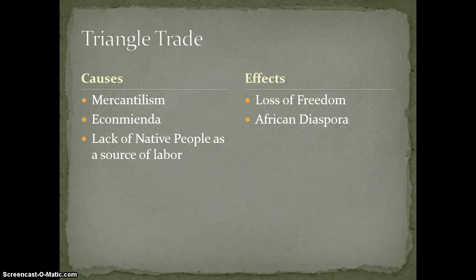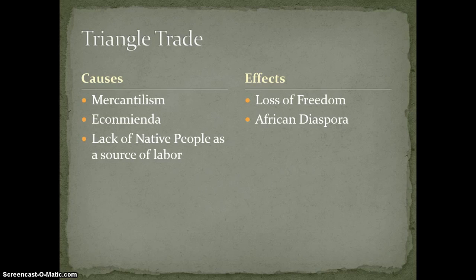And some of the causes are mercantilism. That's where colonies are formed by countries to serve as a source of raw materials and the market for the finished goods. So you would have cotton picked in the New World, sent back to Europe, where it would be turned into clothing. The clothing would be sold back to the colonists.